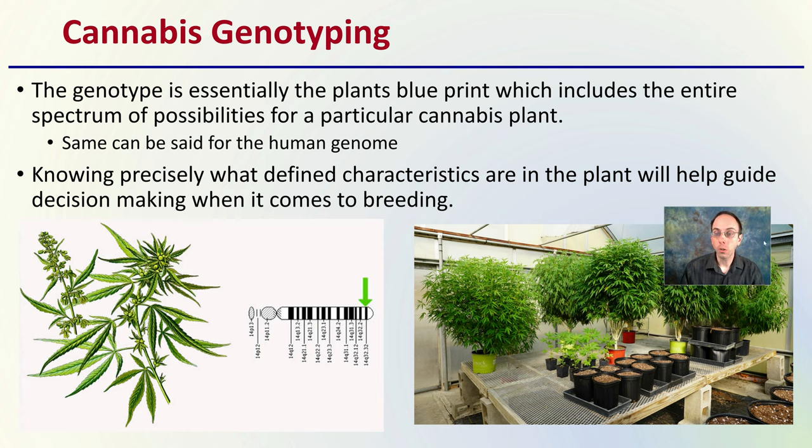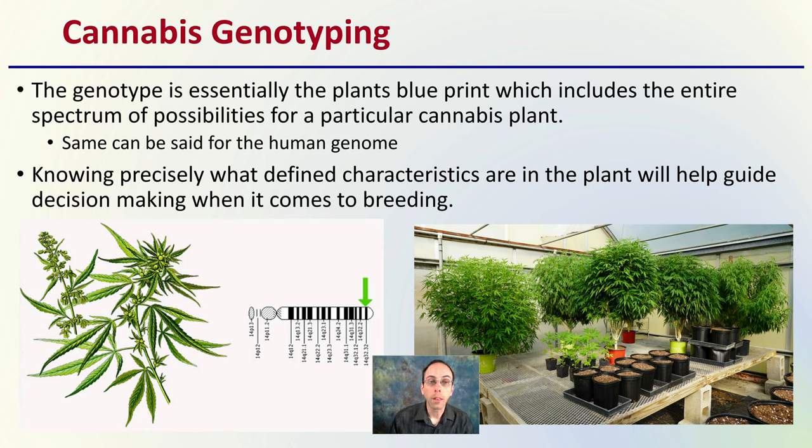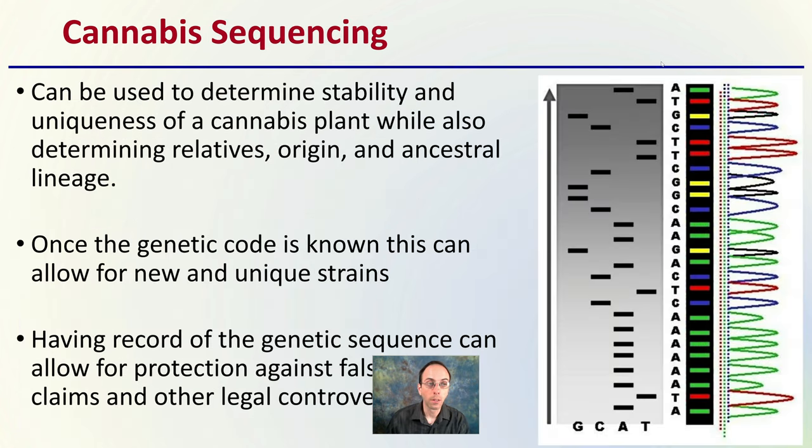Now, when we're looking at cannabis genotyping in general, it's essential to know the plant's blueprint, which includes the entire spectrum of possibilities for a particular cannabis plant. The same can also be said for the human genome. So while this is very focused on the cannabis industry, a lot of this also applies to other organisms. Knowing precisely what defined characteristics are in the plant will help guide decision-making when it comes to breeding. That can be very important, particularly if you're looking at breeding or introducing a unique trait or strain.